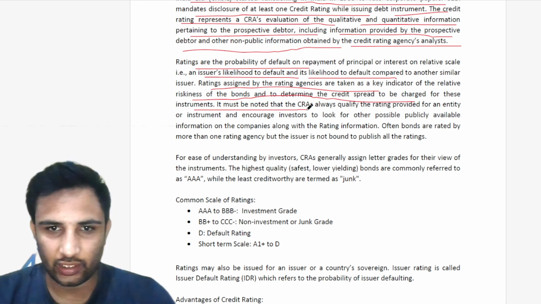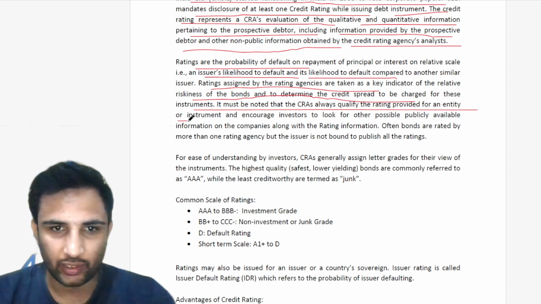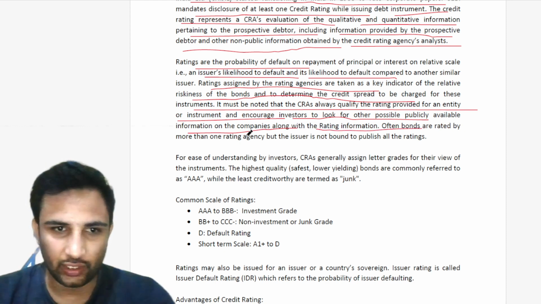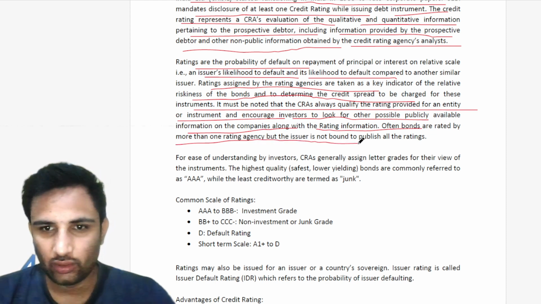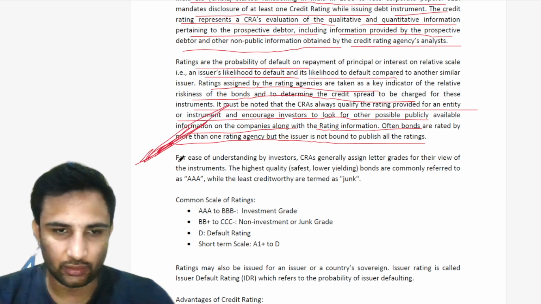It must be noted that the CRAs always qualify the rating provided for an entity or instrument and encourage investors to look for other possible publicly available information on the companies along with the rating. Often bonds are rated by more than one rating agency, but the issuer is not bound to publish all the ratings. We will cover the rest of the topic in next video.